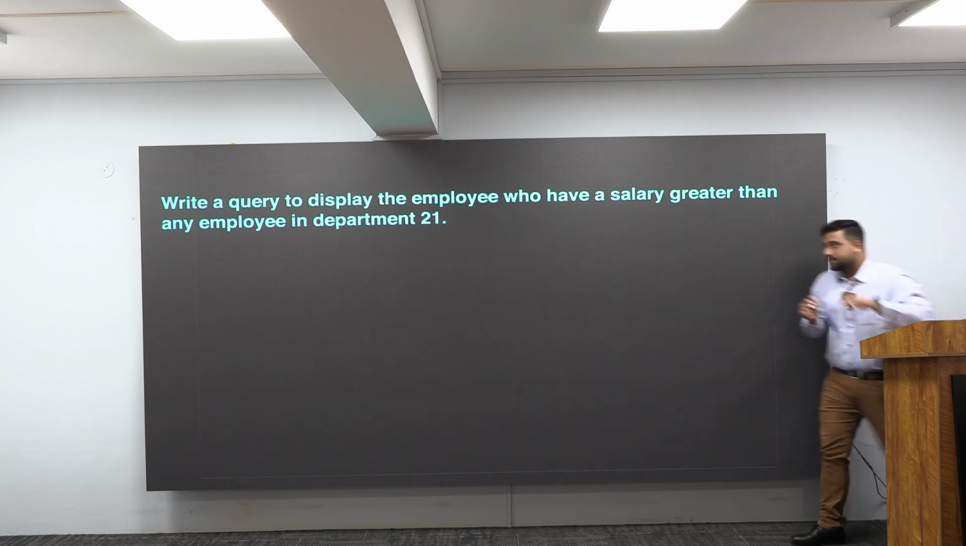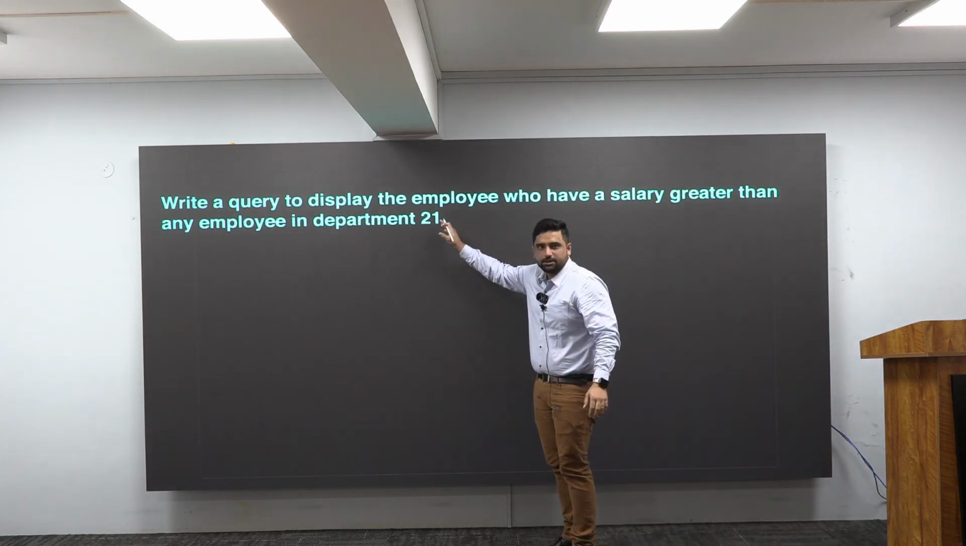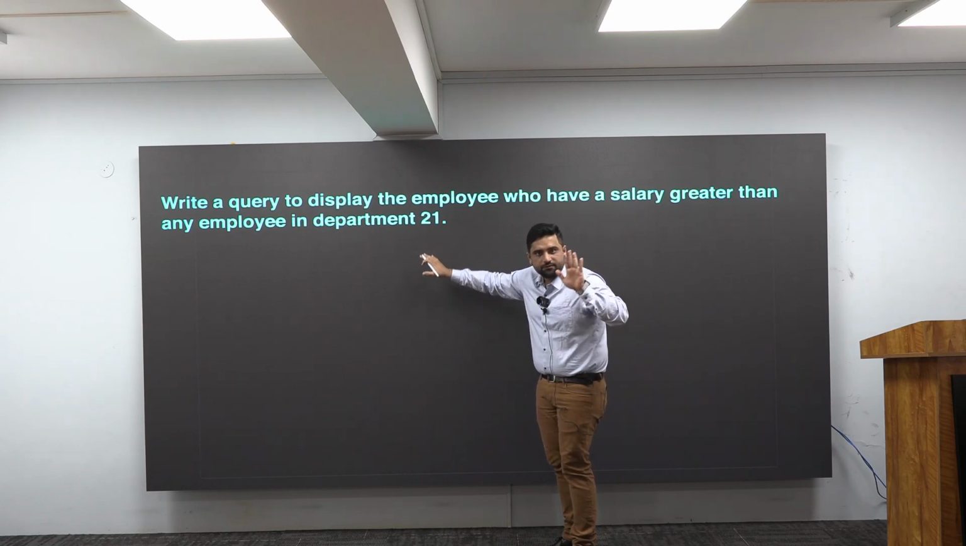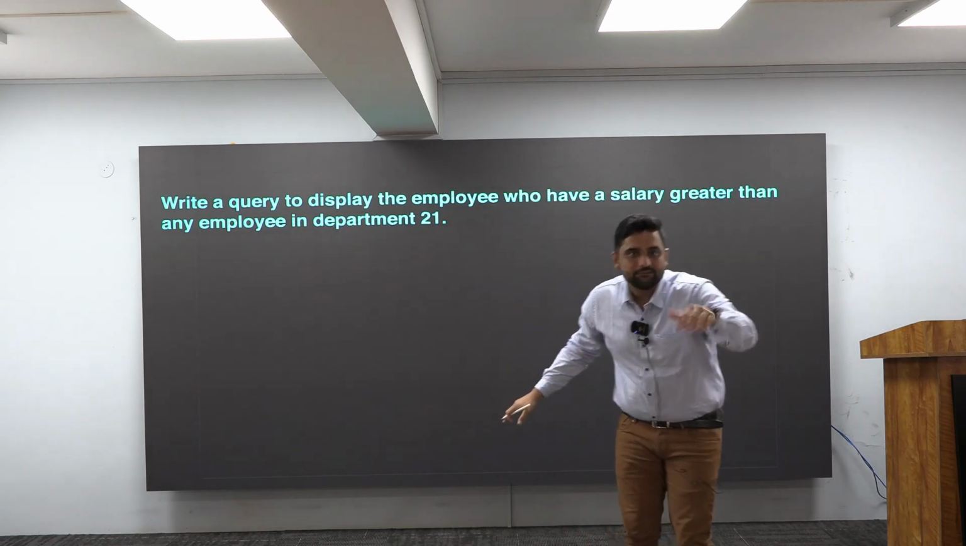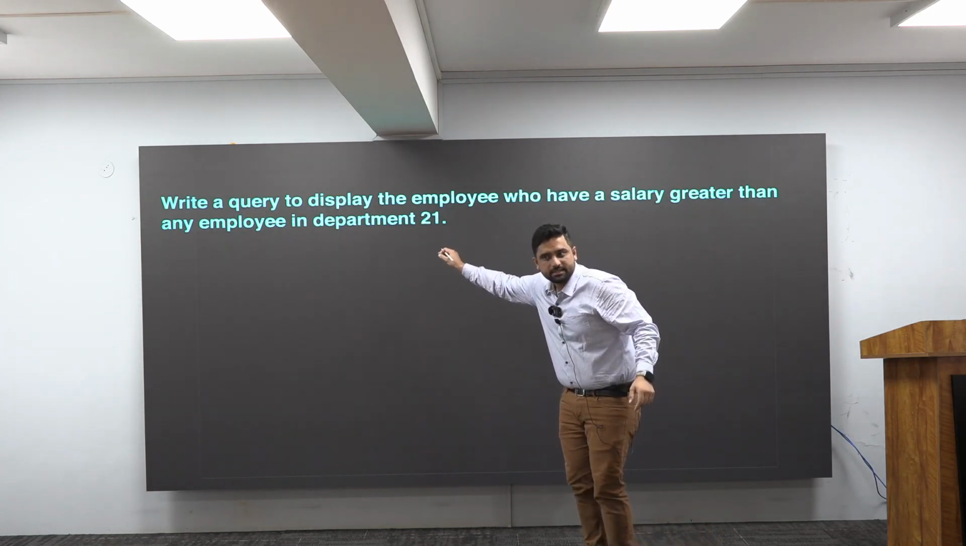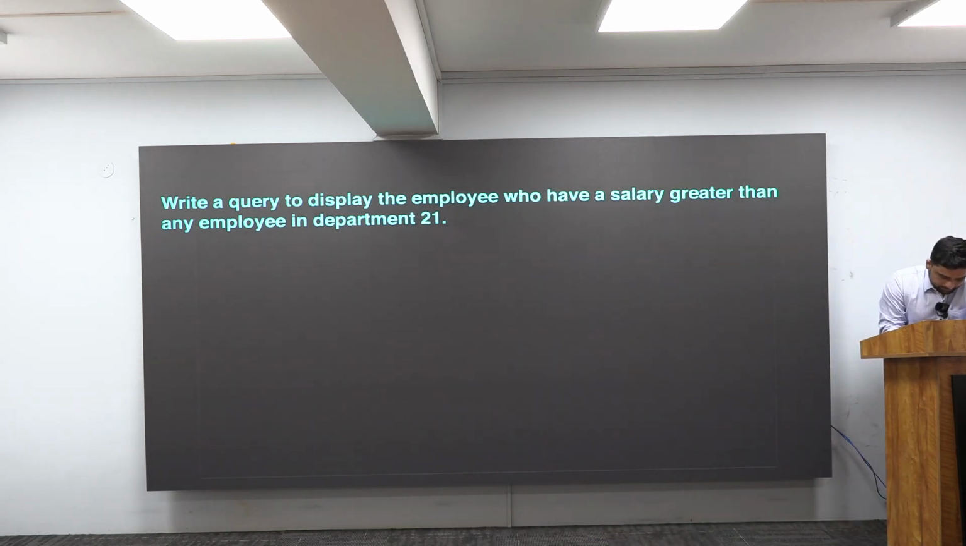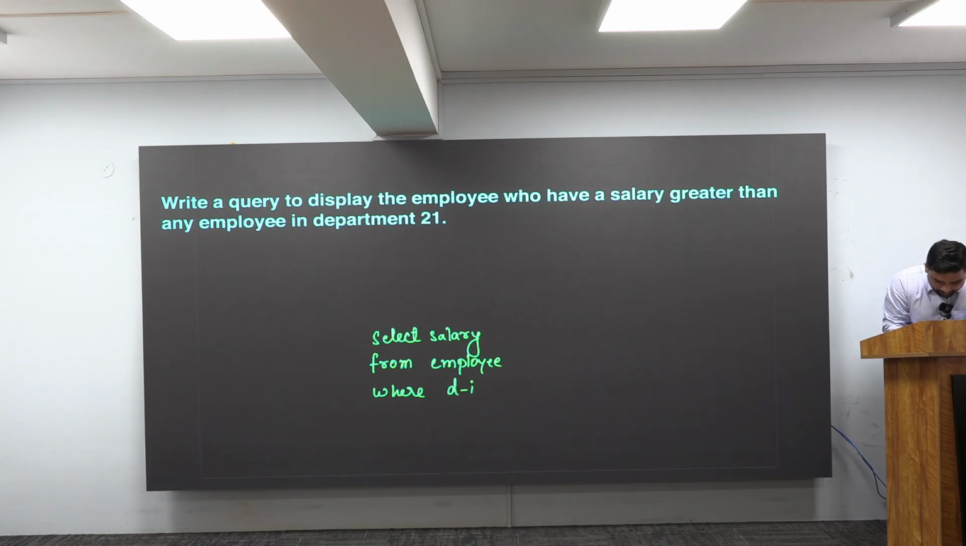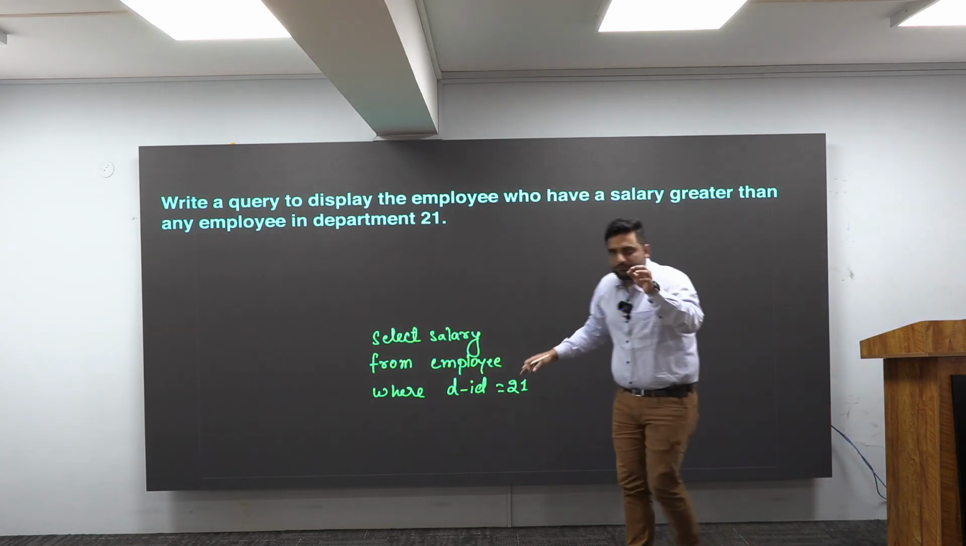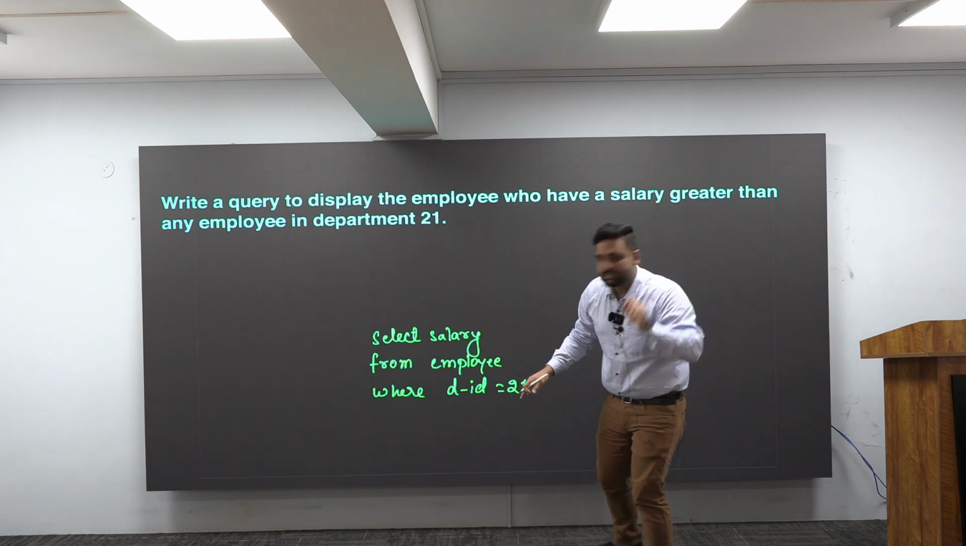In this question, what is the salary of department 21? Do we have it mentioned over here? No, right? So first we have to get what is the salary which is present in department 21. That information we have to get first. How can we get that? Select salary from employee where department ID equals 21.